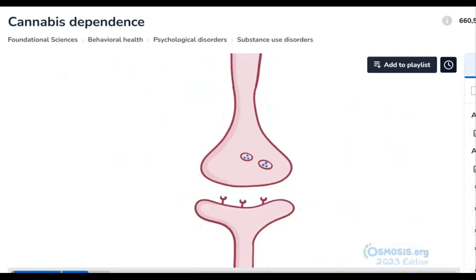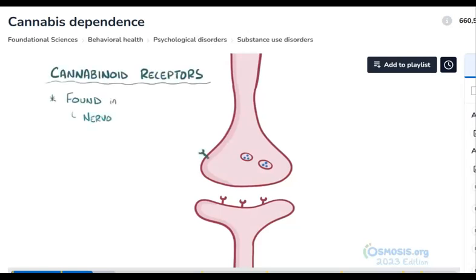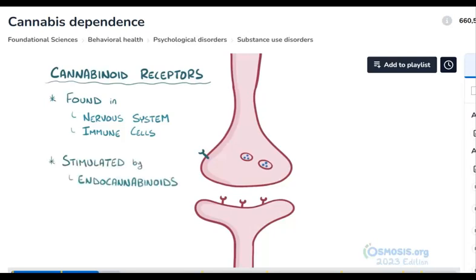When cannabis is consumed, the cannabinoid compounds it contains bind to cannabinoid receptors, which are found in the central and peripheral nervous systems, as well as certain types of cells, like immune cells. These receptors are normally stimulated by endogenous cannabinoids, also called endocannabinoids. A real-world example is the runner's high phenomenon, in which a naturally occurring endocannabinoid called anandamide gets released during strenuous exercise, making the runner feel less anxious.